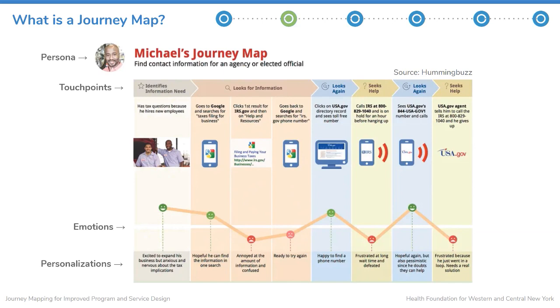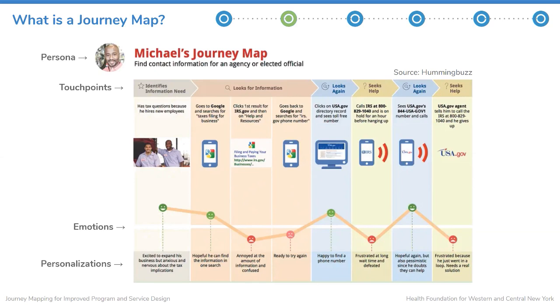Now, at the level of the persona, Michael is trying to find contact information for an agency or elected official. And for our call to action, participants on the call, some of you may be working on projects that are about finding information or connecting with an organization. So at the ground level, a journey map can be developed to really look at how does somebody find my organization. So it doesn't have to be that 30,000 foot view.